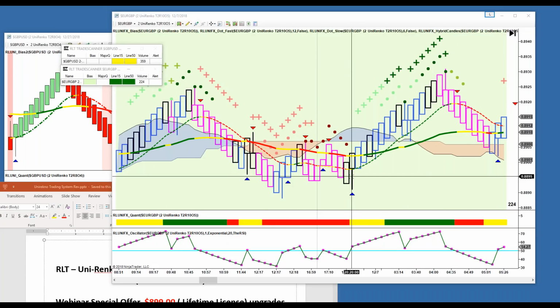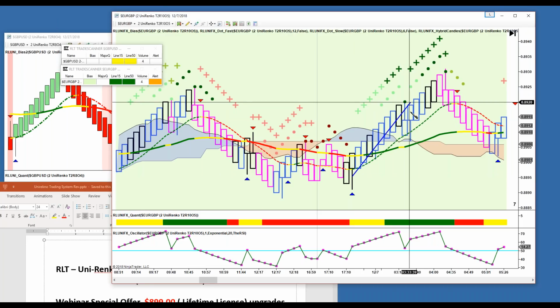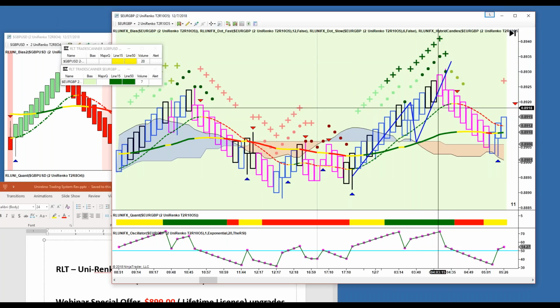Is you get the move through the cloud, and then the retracement back to the cloud, and then the continuation trade. That's what I'm looking for. I'm not taking a break of the cloud.